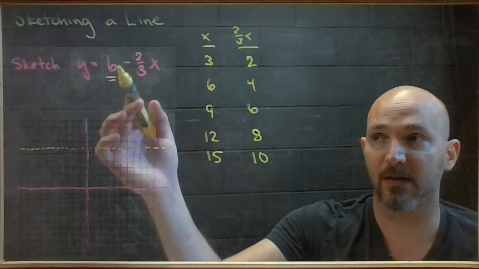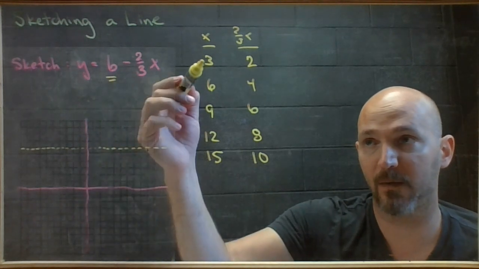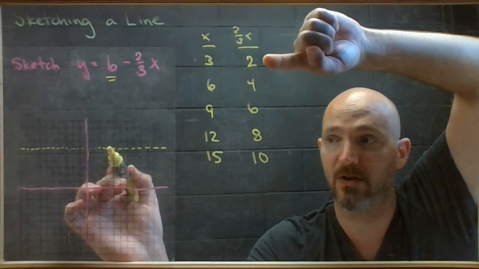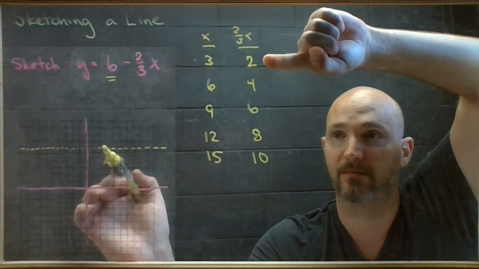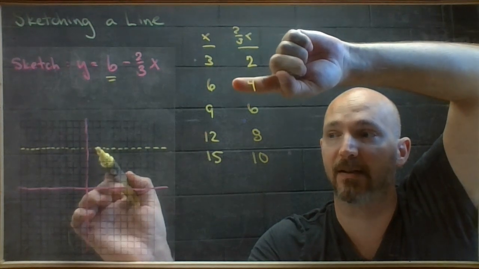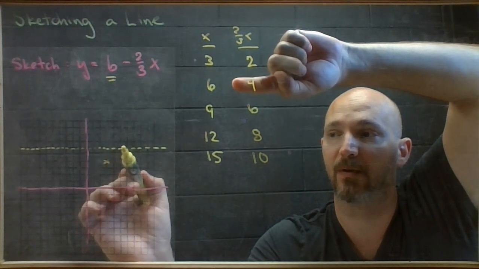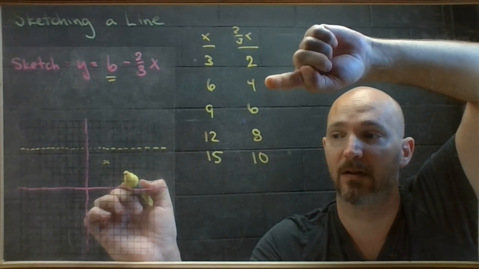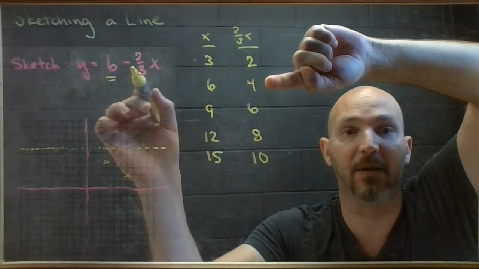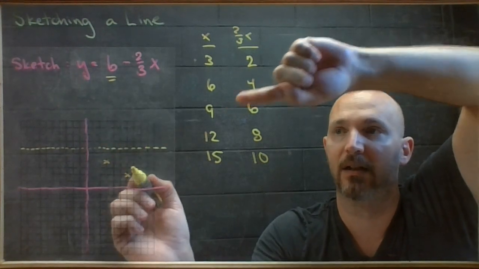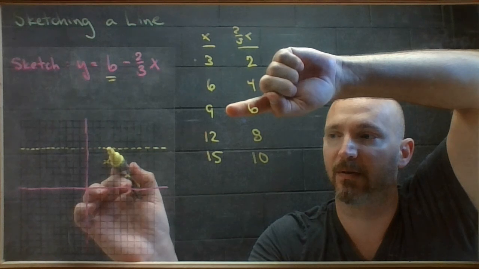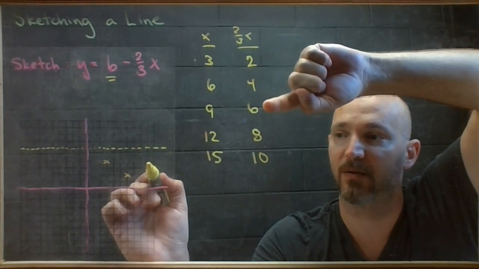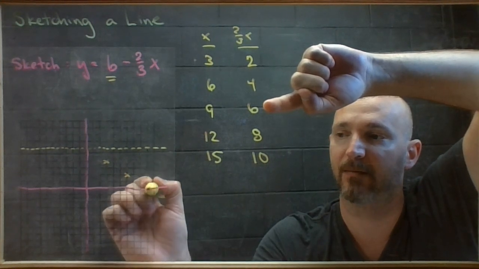So if I start from 6 and I go over to where x is 3, that's here, I'm supposed to drop 2. So I do it. If I go to where x is 6, 1, 2, 3, 4, 5, 6, I'm supposed to drop 4 to there. So I'm dropping because it's a subtract. If I go to where x is 9, 1, 2, 3, 4, 5, 6, 7, 8, 9, I'm supposed to drop 6. 1, 2, 3, 4, 5, 6 to there.